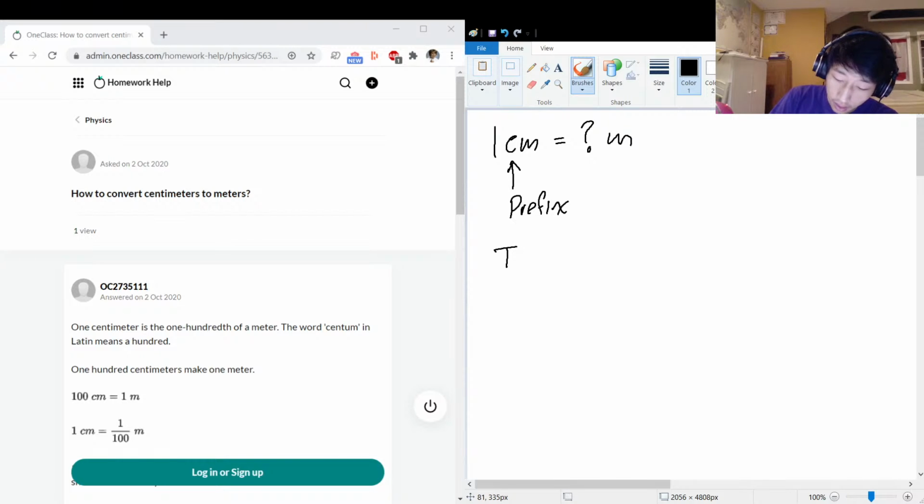So we got T, G, so we have tera, giga, mega, kilo, centi, and then going kilo, and then it's hecto, and deci. These are fairly uncommon.